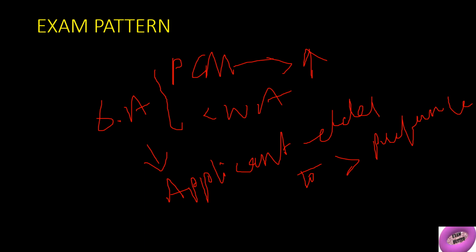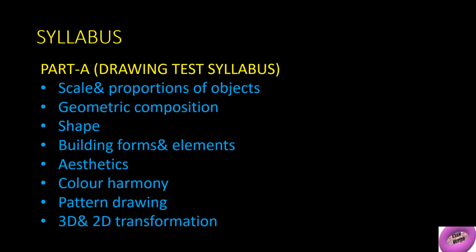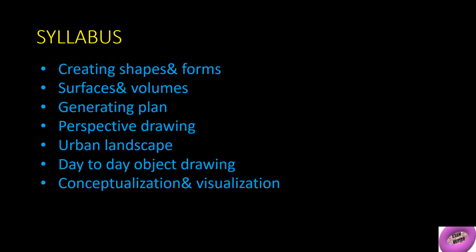Coming to the syllabus of Part A, the drawing test, it is given in bullet points. Scale and proportions of objects, vernier scale and proportions, and so many things. Geometric composition, shape, building forms and elements, aesthetics, color harmony, pattern drawing, 3D and 2D transformation, creating shapes and forms, surfaces and volumes, generating plan, perspective drawing.